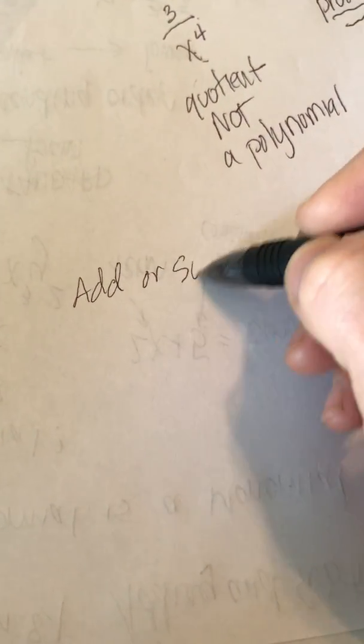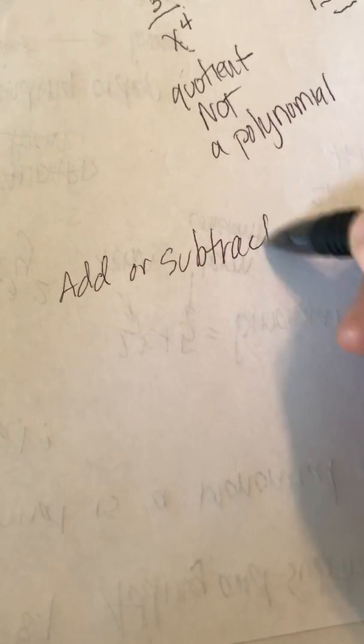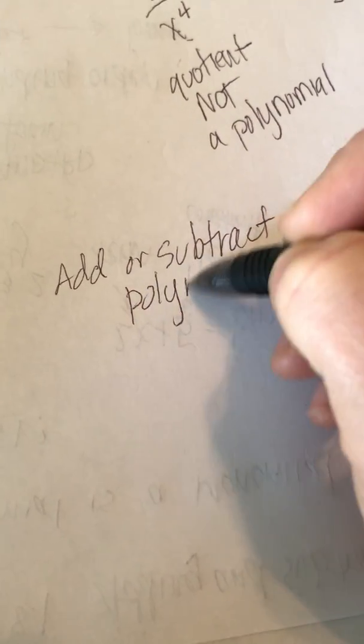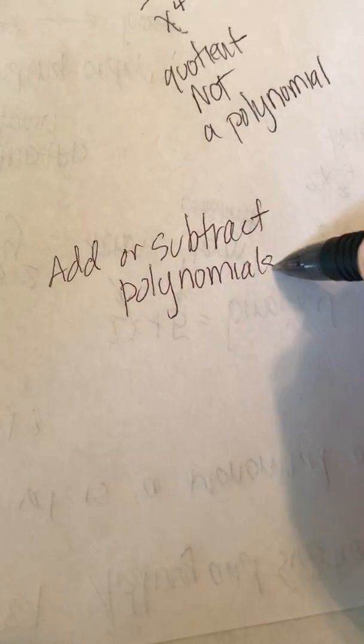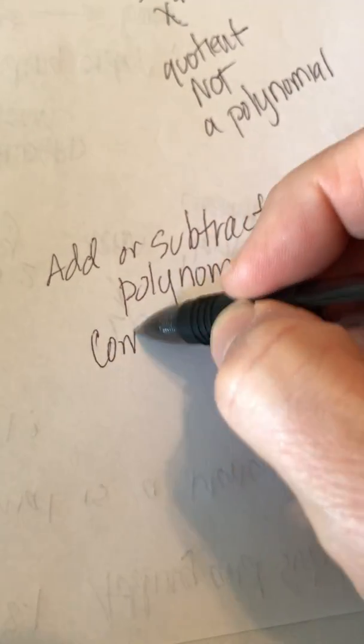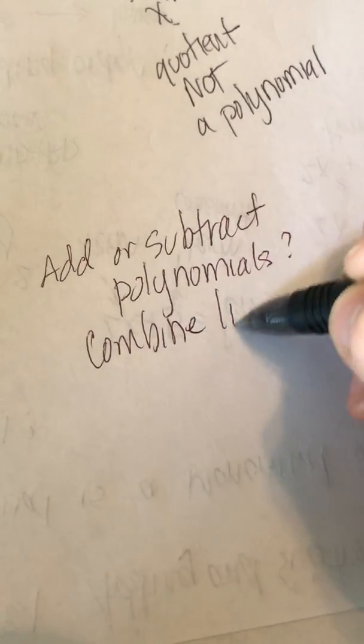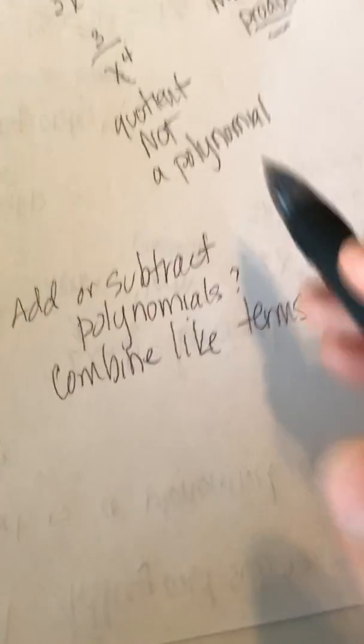There's one more part to lesson 8.1, and that is, can we add or subtract polynomials? And certainly we can. The rule for adding and subtracting polynomials is you're going to combine like terms. And I think you guys should know what like terms are, right? Like terms have the same exact variables, the same exact power.